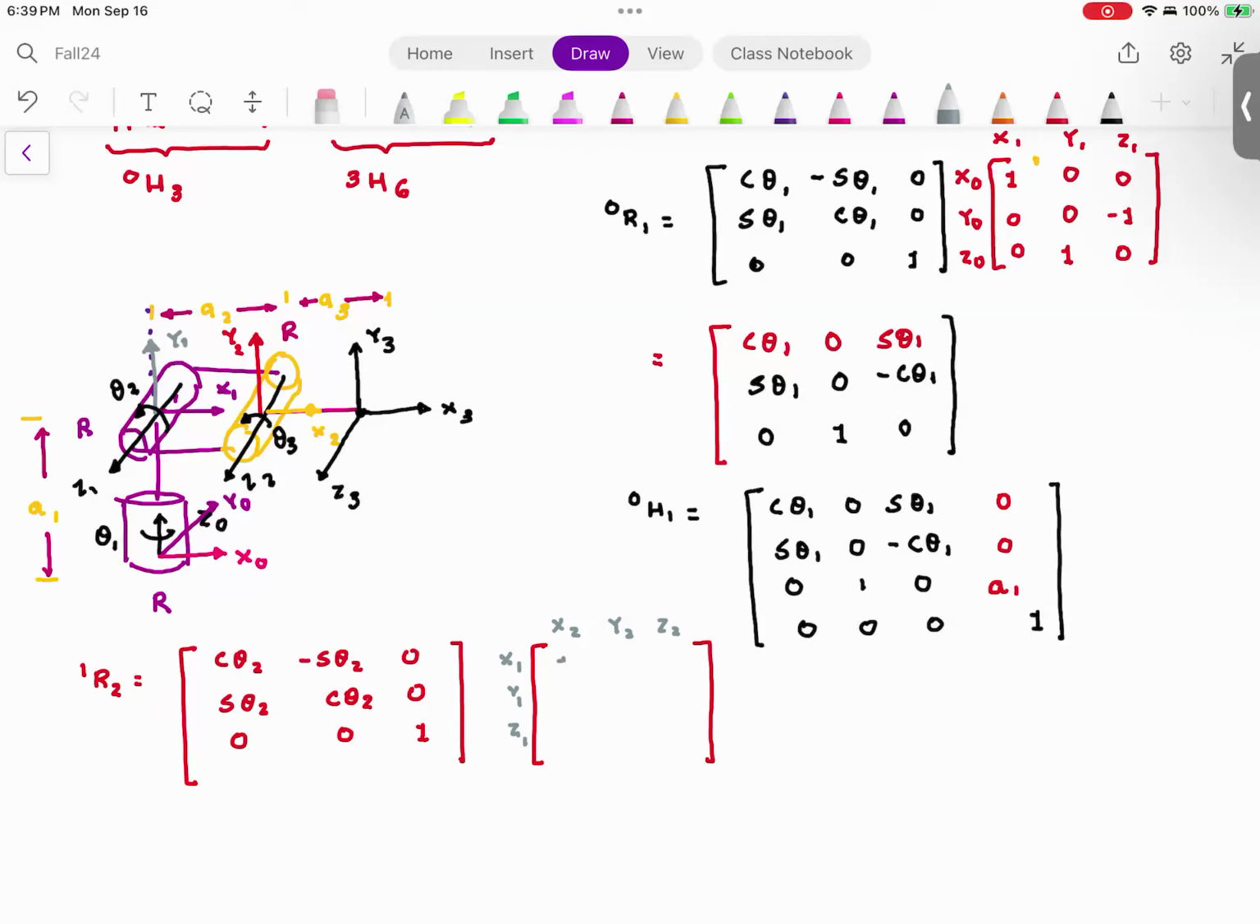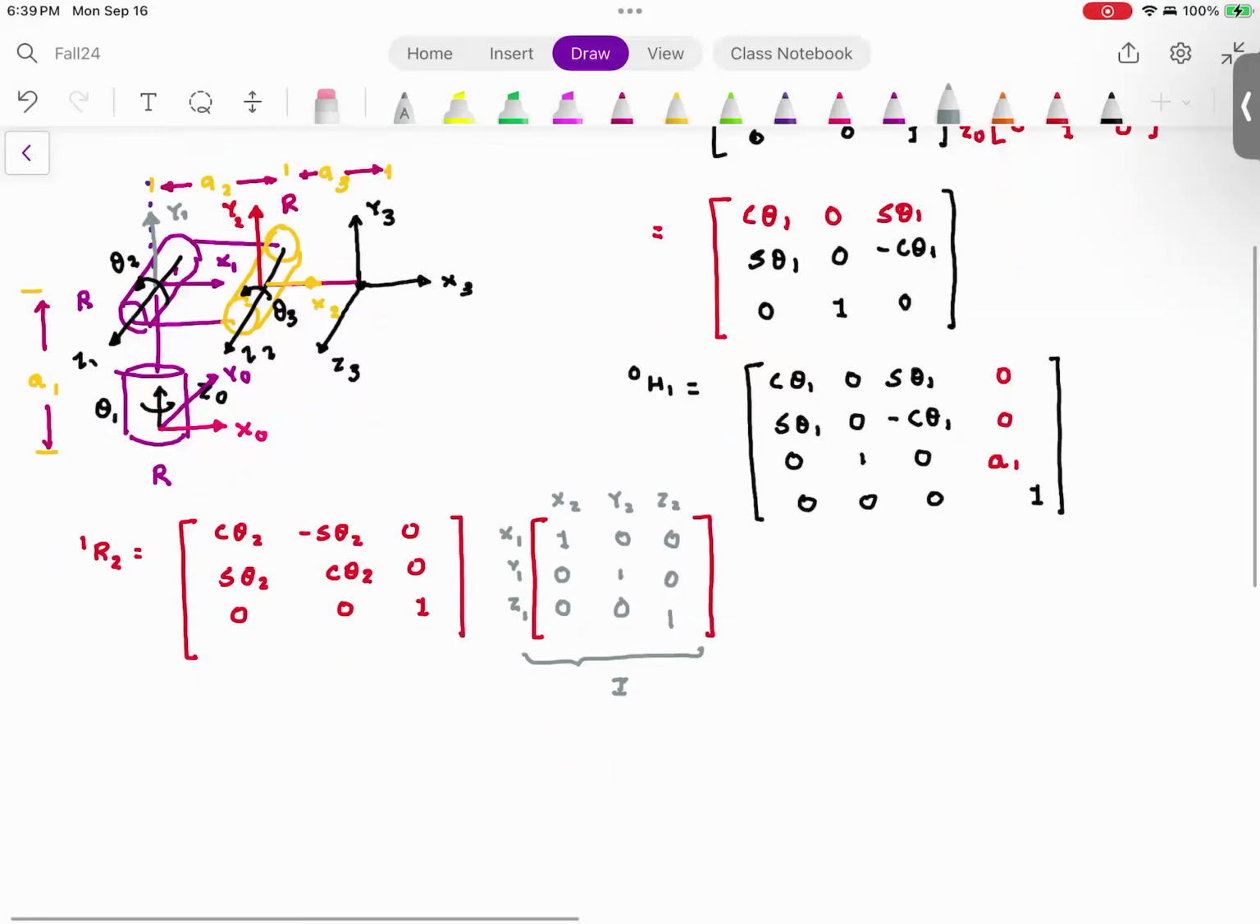1, 0, 0. Y2 is aligned with Y1. Do you agree with me? 0, 1, 0. Z2 is aligned with Z1. Can you see? Same direction. 0, 0, 1. This is an identity matrix, so I don't have to multiply. Do you agree with me?